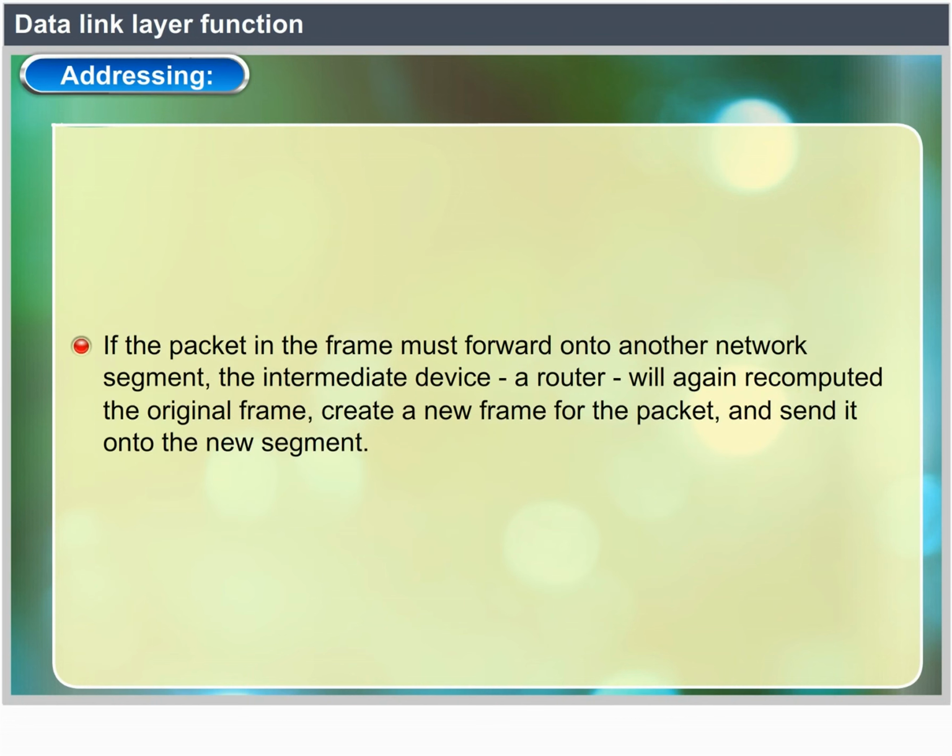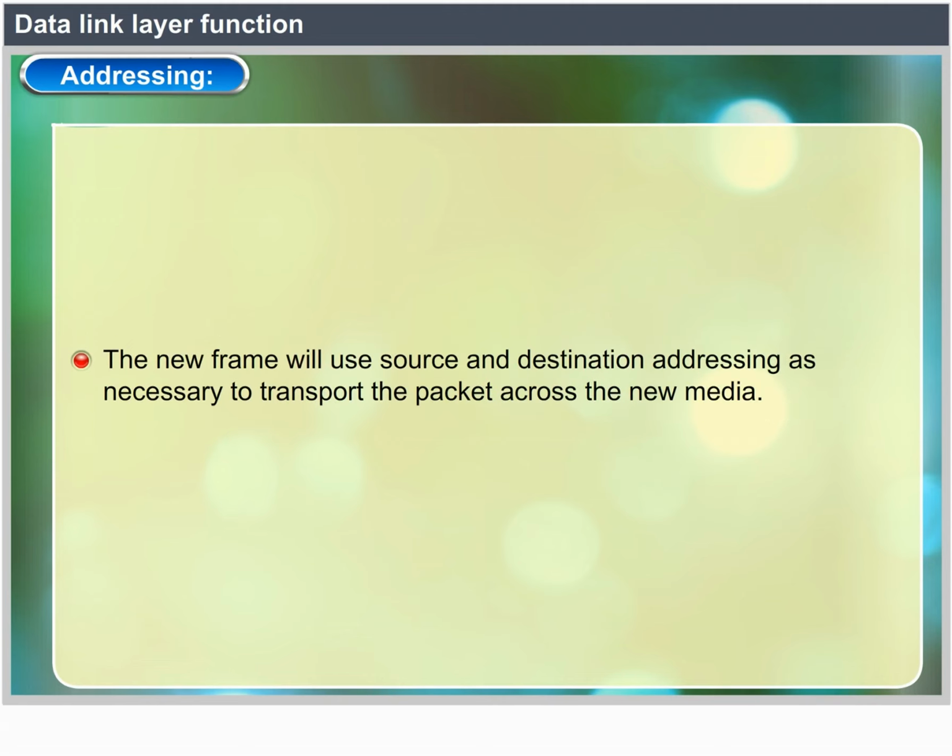If the packet in the frame must pass on to another network segment, the intermediate device, a router, will decapsulate the original frame, create a new frame for the packet, and send it onto the new segment. The new frame will use source and destination addressing as necessary to transport the packet across the new media.